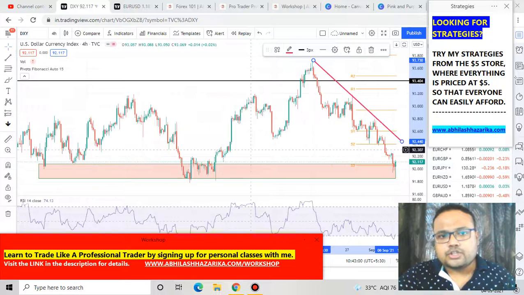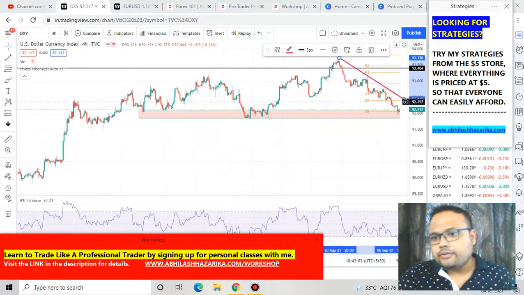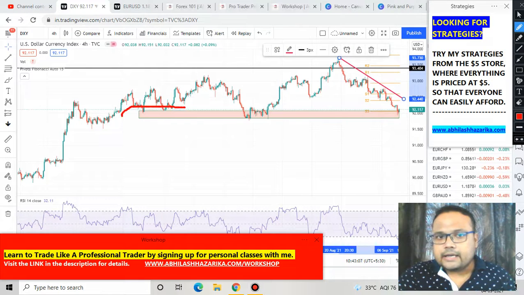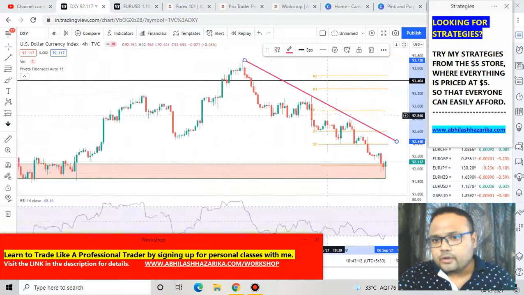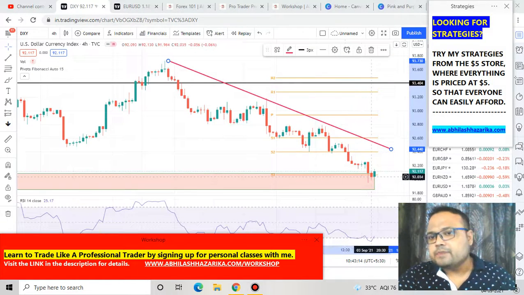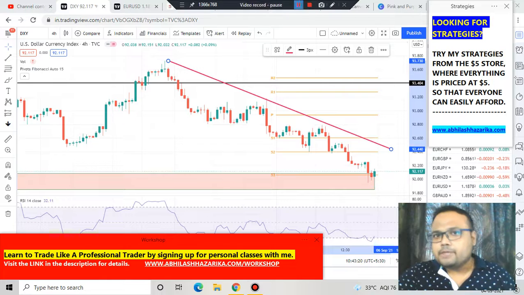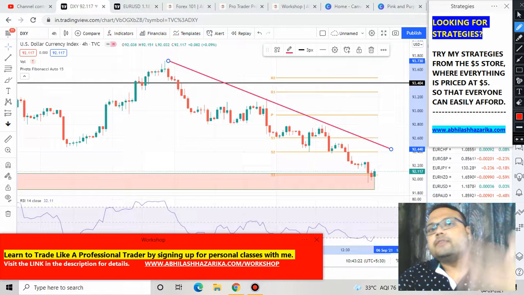If I zoom out the chart of DXY, this is the chart of the US dollar, you can see that it is standing at support here. Though there was a sharp fall on the US dollar yesterday, after reaching this particular level it took support, and at last it formed a green candle. There is a possibility that the market may try to recover on Monday.